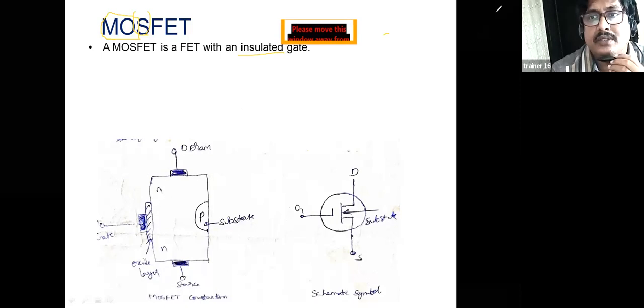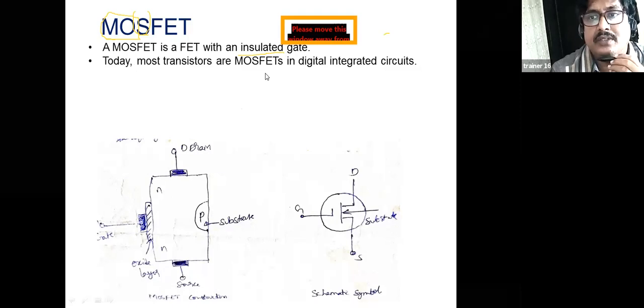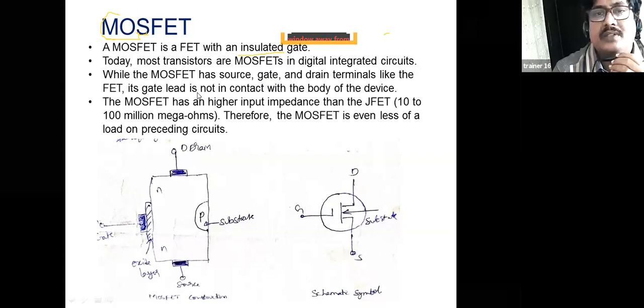Today almost all transistors are used in digital integrated circuits. The MOSFET has source, gate, and drain terminals, the same as the FET. The gate lead is not connected with the body of the device. It is not in contact.